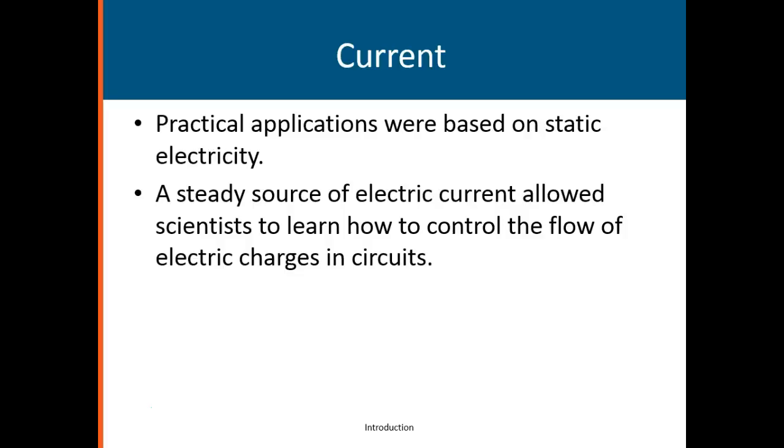The applications we've talked about so far have all been based on static electricity. Actually, including capacitance, this is a form of static electricity as well, but later we'll see that can be used in circuits. But a steady source of electric charge is called a current. That allows scientists to learn how to control the flow of electric charges in circuits. So that's what we're talking about now: current, which is the flow of charge, and resistance.